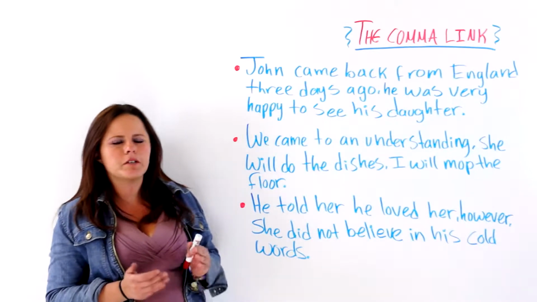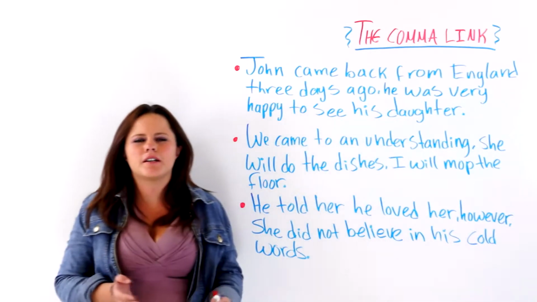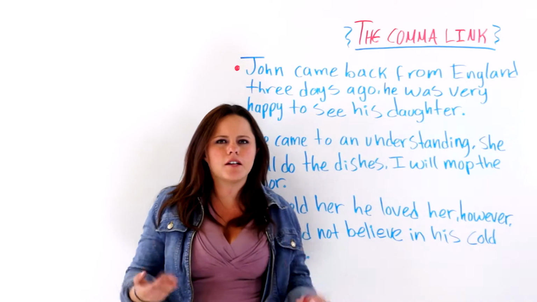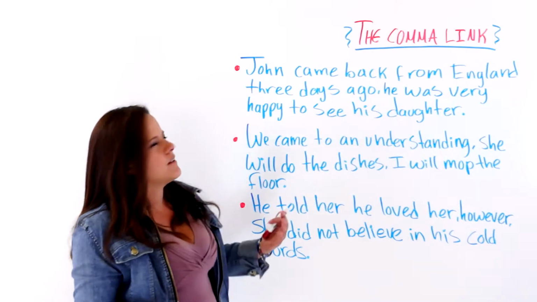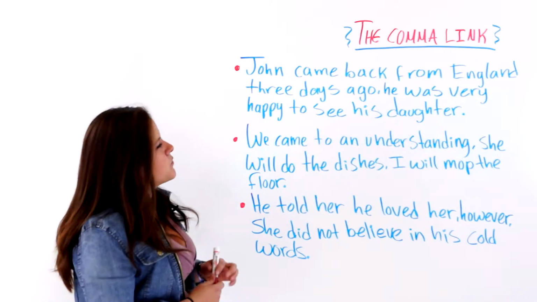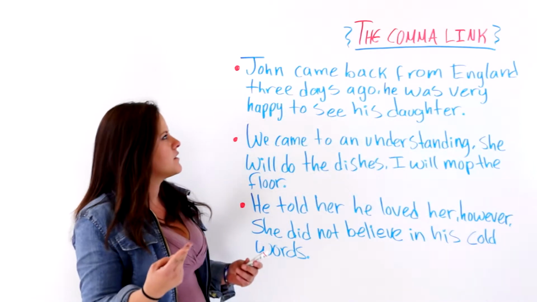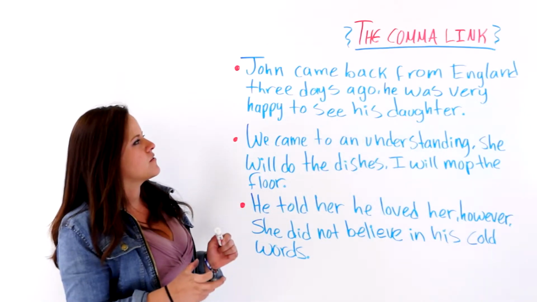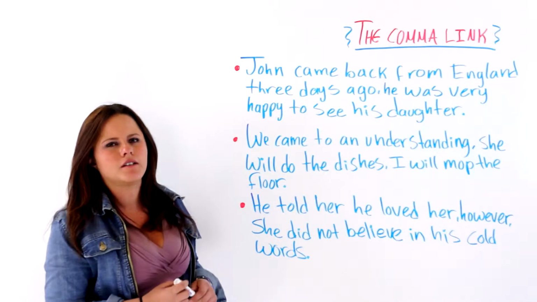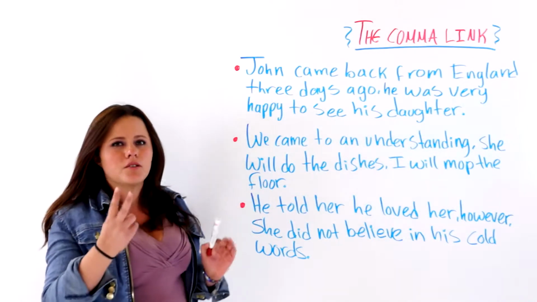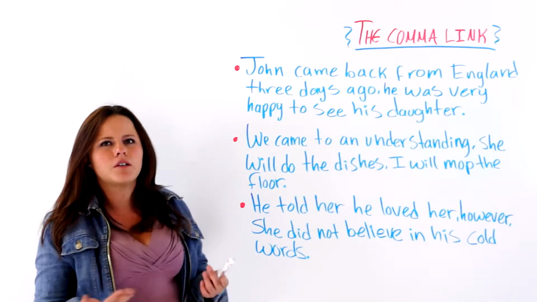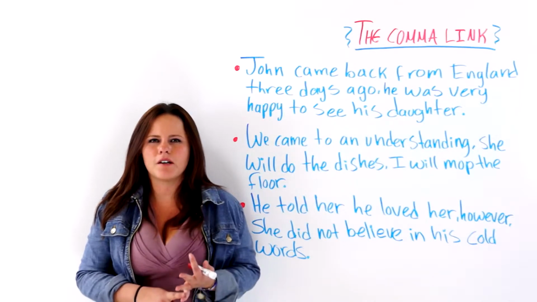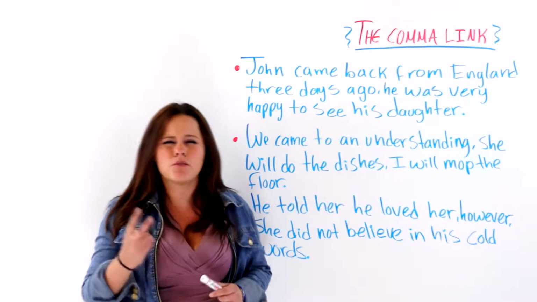In today's class, I will be talking to you about the comma link, also known as the comma splice. It is a very common error in writing. The comma link or comma splice is when we join two independent clauses by a comma alone. So they are two sentences joined by a comma. A comma cannot join two independent clauses by itself. It would need either a conjunction and a comma, or a semicolon, or to be separated into two sentences.